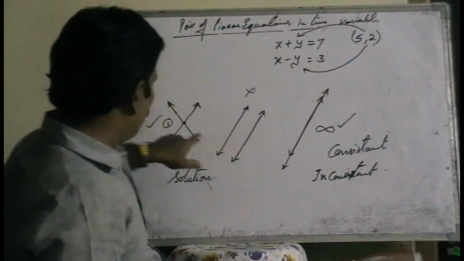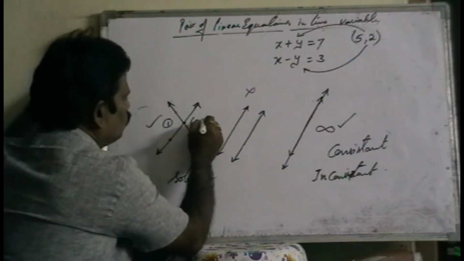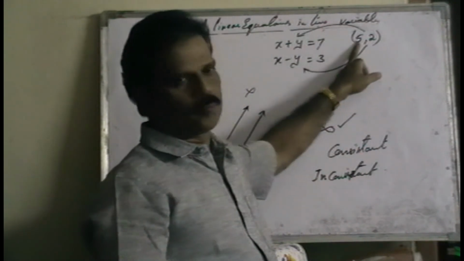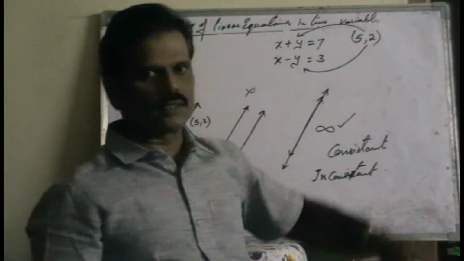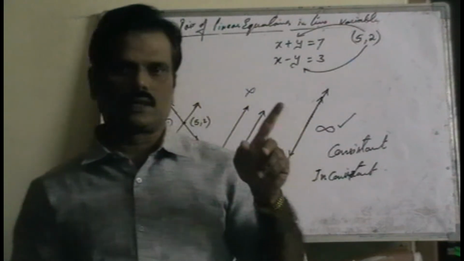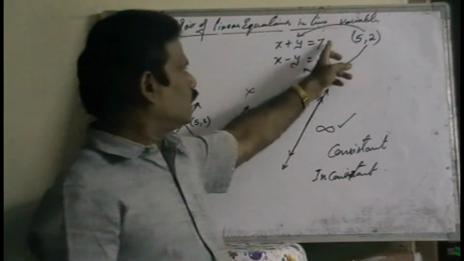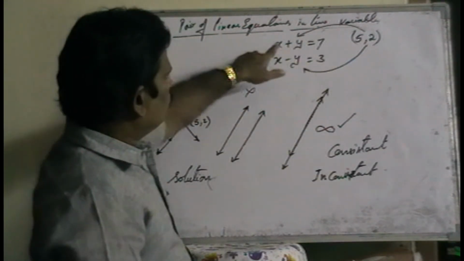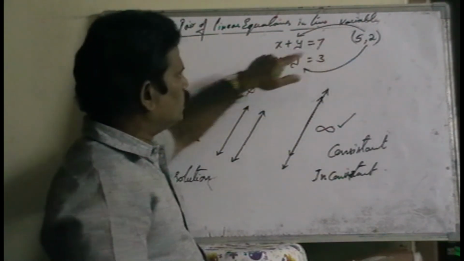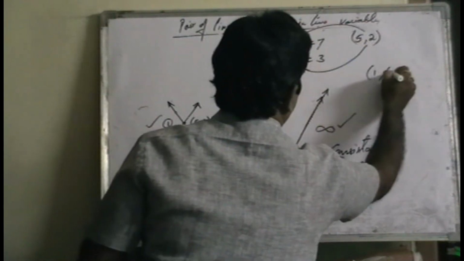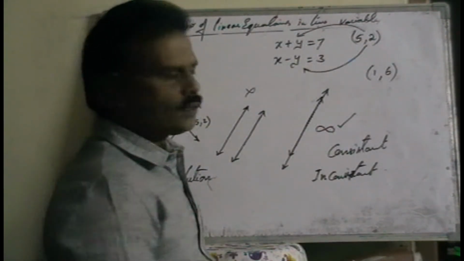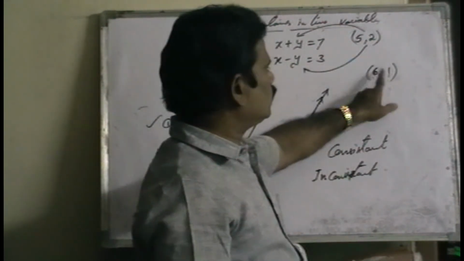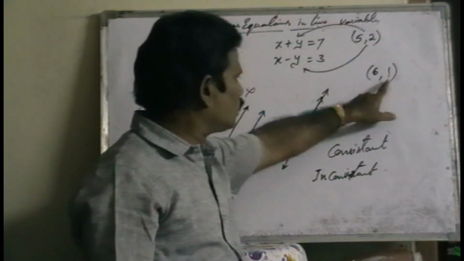That means only one point, 5 comma 2, satisfies both the equations. That means if the cost of the pen is 5 rupees and the pencil cost is 2 rupees, then it satisfies both the conditions. Sum of the cost is 7 rupees and the difference of their cost is 3 rupees. So for x plus y is equal to 7, not only 5 comma 2, suppose 1 comma 6 also satisfies. Suppose 6 rupees pen cost, 1 rupee pencil cost. Now sum is how much? 6 plus 1, 7 only. But it does not satisfy this one.